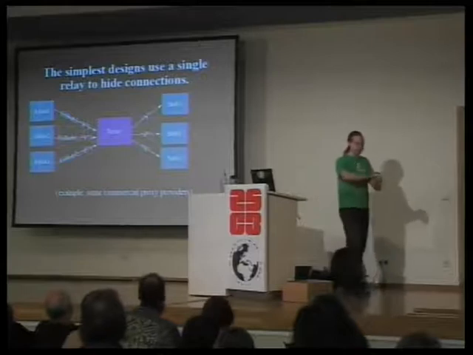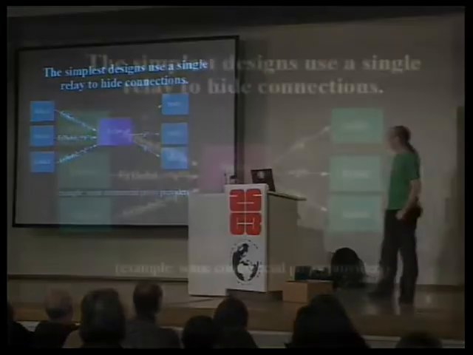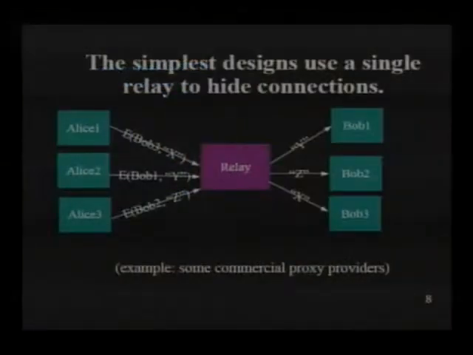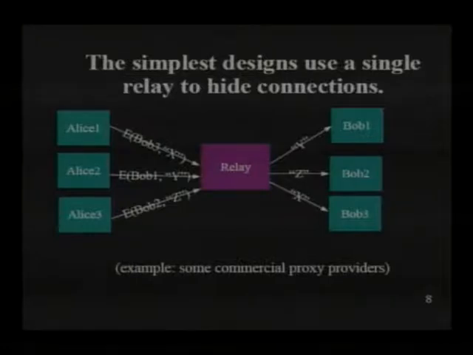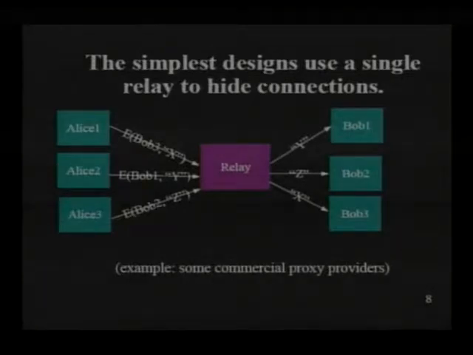How do you build one of these? The easy answer is you put a computer out there somewhere, maybe in San Diego or something, and all the different Alices show up, and Alice 1 says, give me the front page of CNN, and Alice 2 says, give me the front page of Indie Media, and each user asks for something, and then the relay goes and fetches the answer and sends it back.